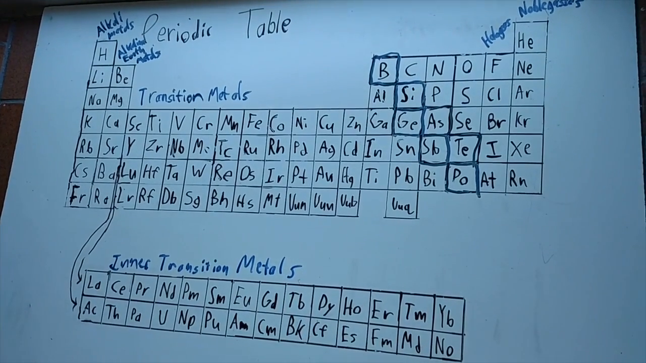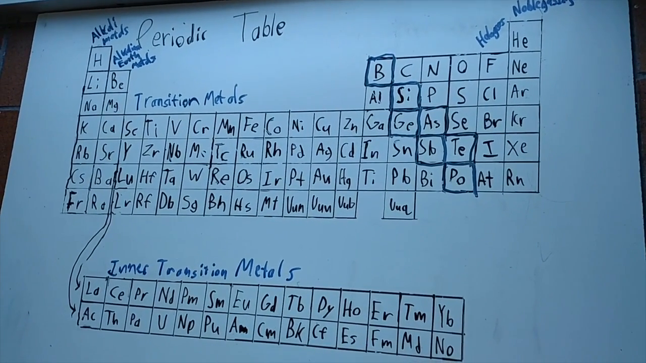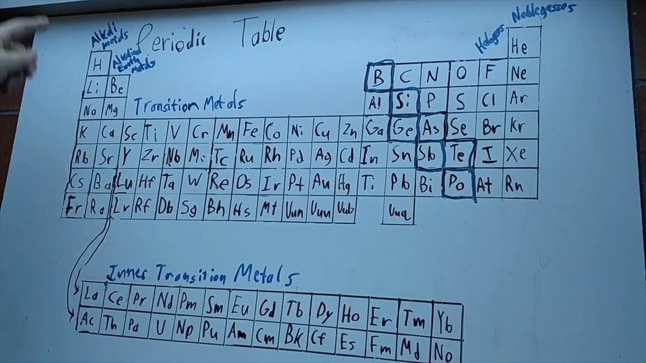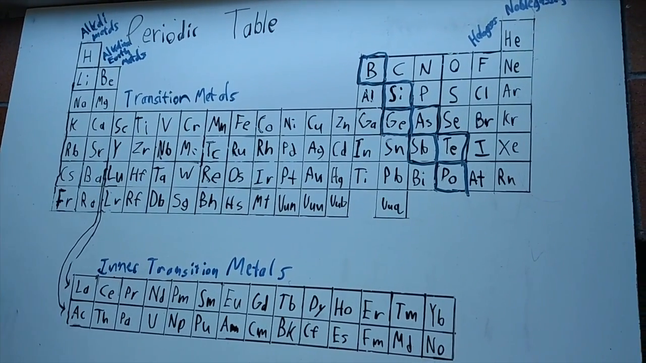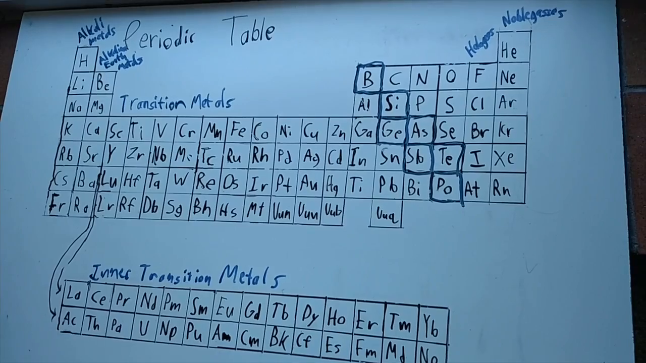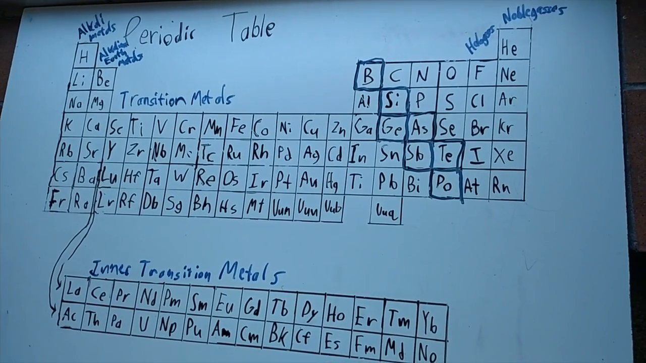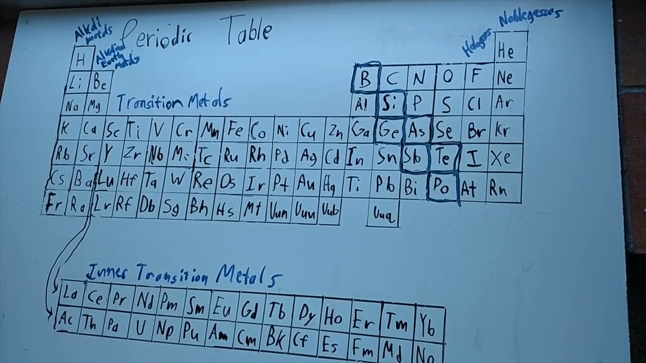Many of these groups have very similar properties, where all the elements have similar properties. The alkali metals specifically are a group of highly reactive metals, where when you put them in water, many of them will explode because they so easily lose their electrons.